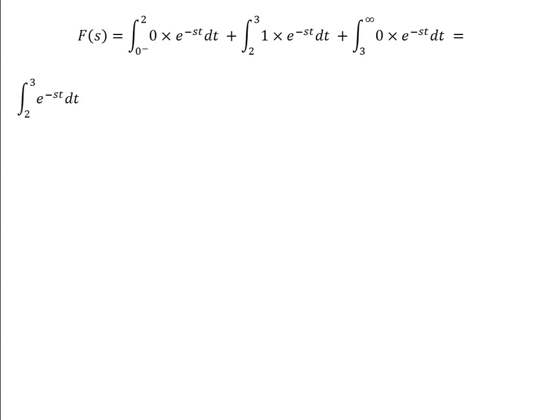So the integration of e^(-st) dt when t varies from 2 to 3 will be minus 1 over s e^(-st). Substituting the initial and final values, we will have F(s) equal to 1 over s (e^(-2s) minus e^(-3s)), as computed in the lecture: F(s) = 1/s (e^(-3s) - e^(-2s)).